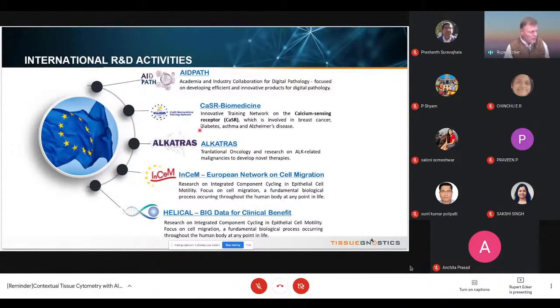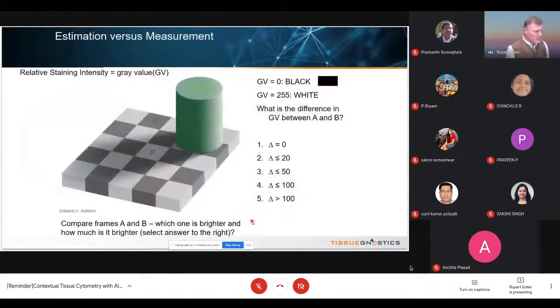And those 4 projects have already finished. Currently ongoing is Helical, the Marie Curie project on big data analysis by machine learning for clinical benefit, headed by Trinity College in Dublin. The common denominator for all those projects for TissueGnostics was the need to have image cytometry solutions at the highest level. And this is what we have prepared and also developed in the course of these projects.